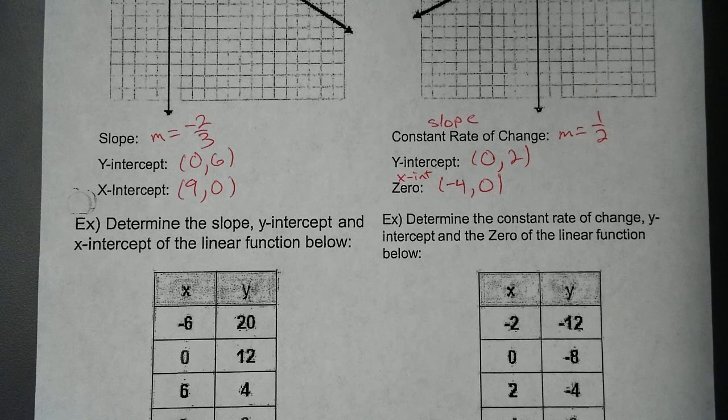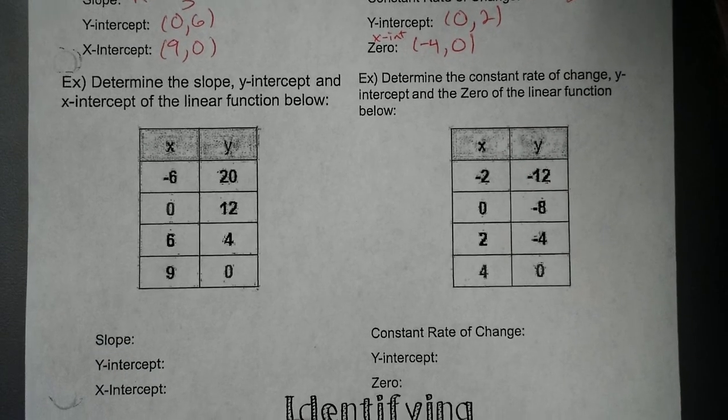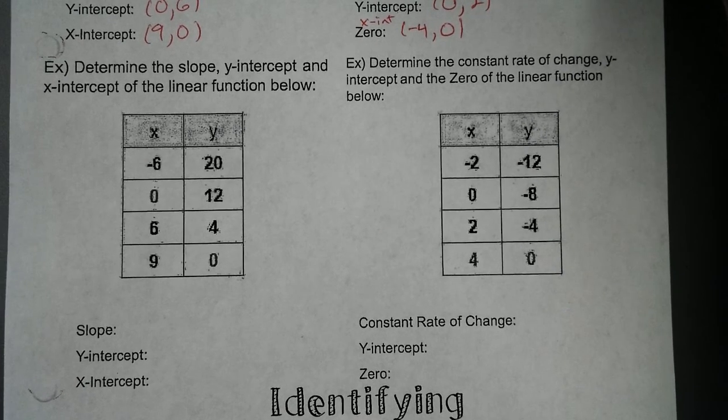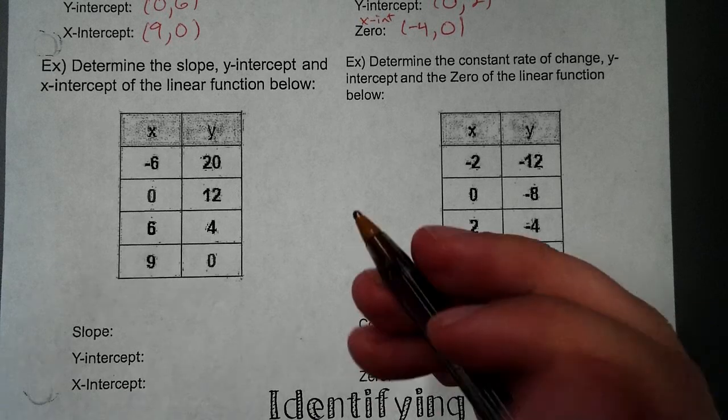Alright guys, this is going to be the final video on the notes. It's going to be two tables. Once again, we're going to find the key parts of the functions, the key attributes. So we've got to find the slope, the y-intercept, and the x-intercept.